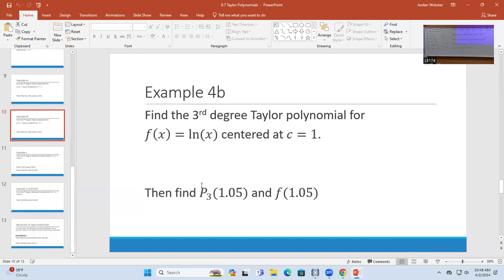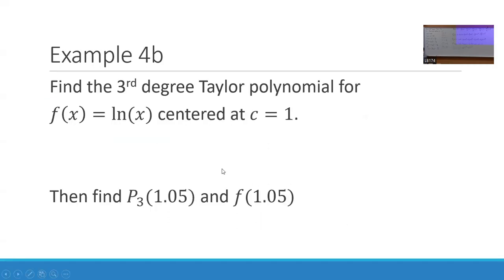So when you're doing approximations, a 5th degree Taylor polynomial is going to approximate better than a 3rd degree Taylor polynomial, and so on and so forth.